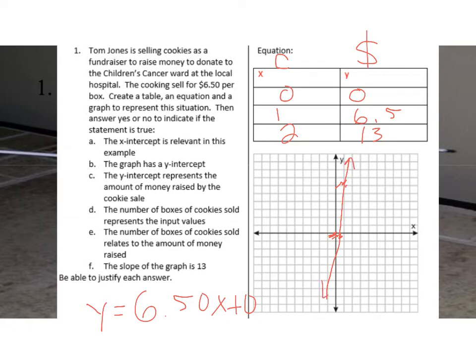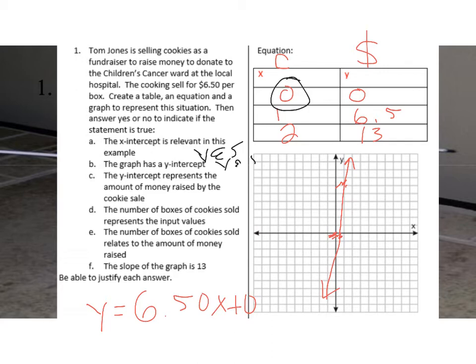So now that we've done that, we can answer the questions. A: the x-intercept is relevant in this example. Well, our x-intercept is when y equals 0. So our x-intercept is 0. And is that relevant? Well, yeah, you can sell 0 cookies. That's allowed. An example of when it would not be relevant would be something that's negative in real life, where it doesn't make sense to have negative triangles or negative cookies or something like that. B, the graph has a y-intercept. Yes, it does. So that's another yes.